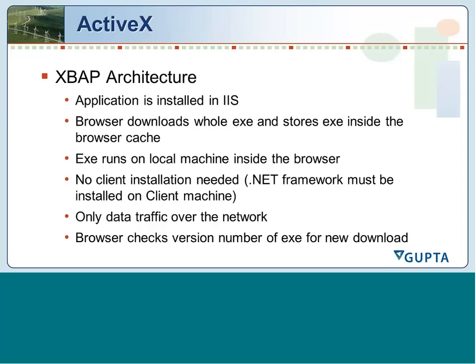At this point, you have only the data traffic over the network. First of all, you have to download the executable, maybe 20 or 30 megabytes of your application, into your browser. But once it is in the browser cache and there's no change of the file version, then there's only the data traffic over the network. And you can use our reusable pipe inside IIS to have a reusable connectivity to the database. Again, the browser checks the version number of the executable for a new download.